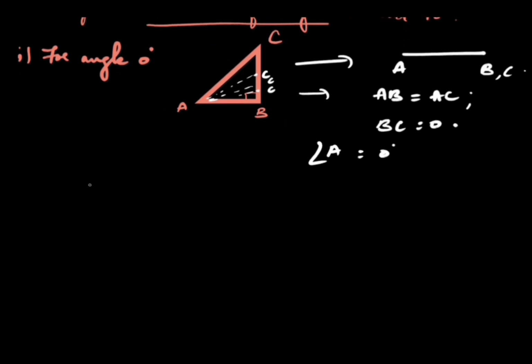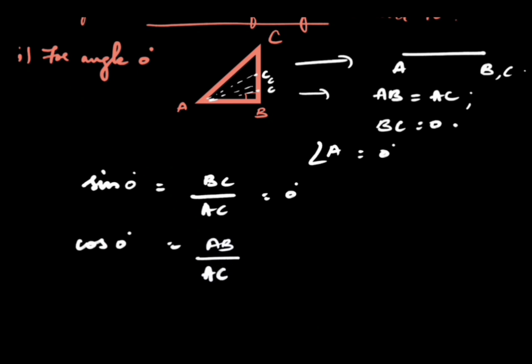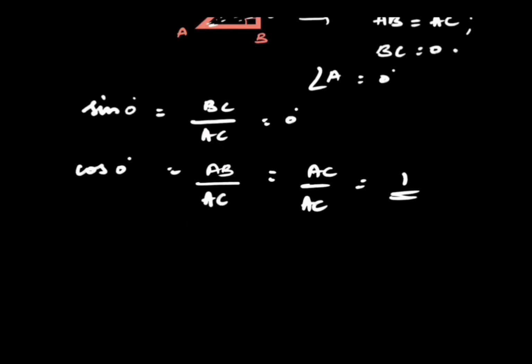So what is sine 0? Sine 0 is opposite side by hypotenuse. That is BC by AC. Now BC has become 0, which implies sine 0 is 0. Cos 0 is adjacent side by hypotenuse. That is AB by AC. Now we have derived that AB is equal to AC by making the angle A 0, which implies AC by AC is equal to 1. That is cos 0 is 1. Tan 0 is sin 0 by cos 0. That is nothing but 0. 0 by 1 is 0.